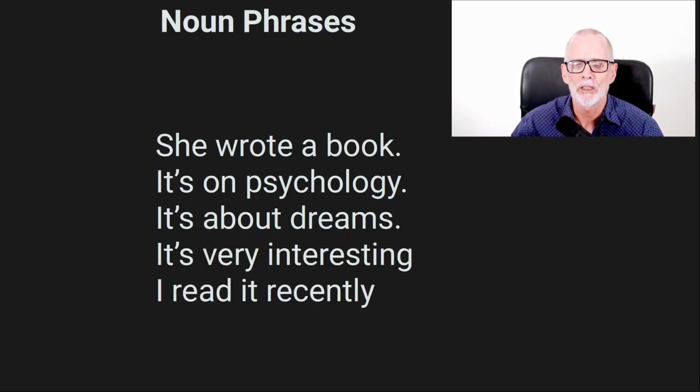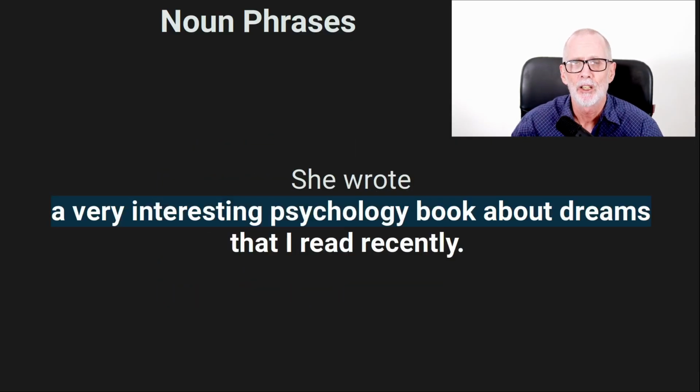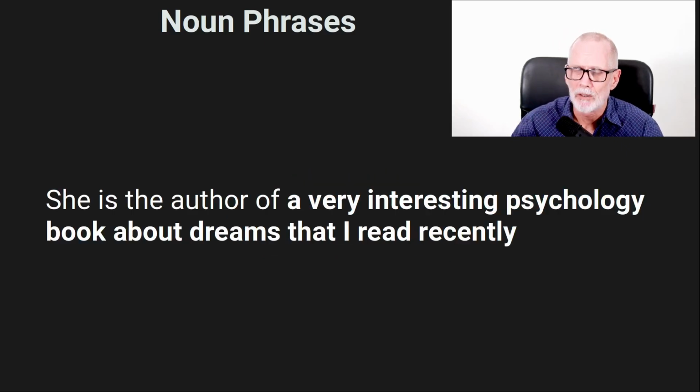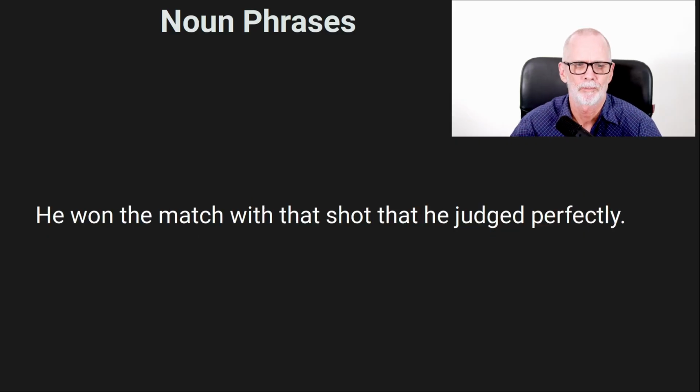I read it recently. So instead of saying all those sentences, 1, 2, 3, 4, 5 sentences, I could just say she wrote a very interesting psychology book about dreams that I read recently. Or maybe it would be better to say she is the author of a very interesting psychology book about dreams that I read recently. Let's have a look at some more examples.